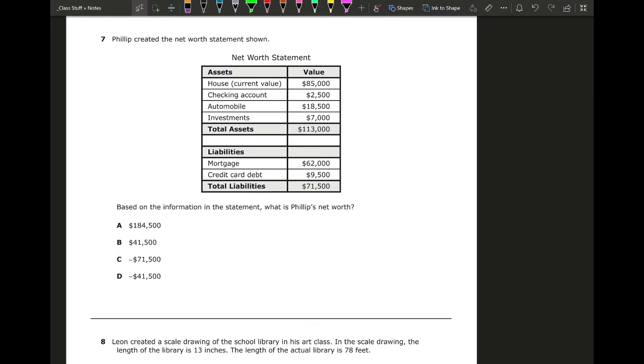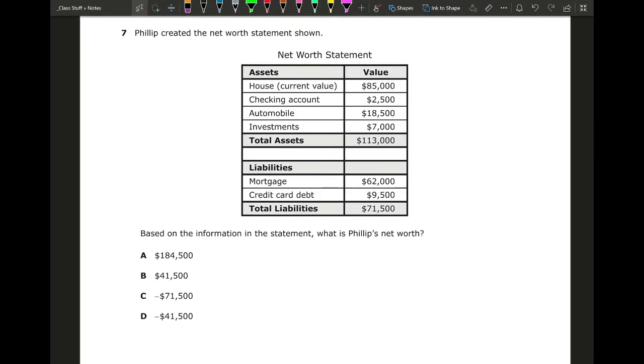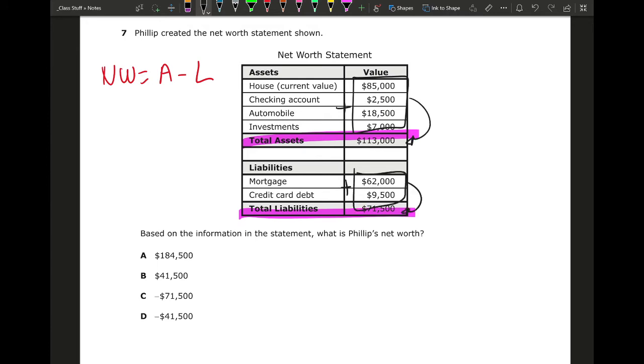The good thing about this table is that they're giving us what is an asset and what is a liability. And to find the net worth, all you have to do is assets minus liabilities. That's simple. They couldn't make this any easier because they're telling us the total for the assets and the total for the liabilities, so we don't have to add them. If they don't give you that, you will have to add them first. In this case, it's already given to you, and the hard work is done for us. All we gotta do is subtract.